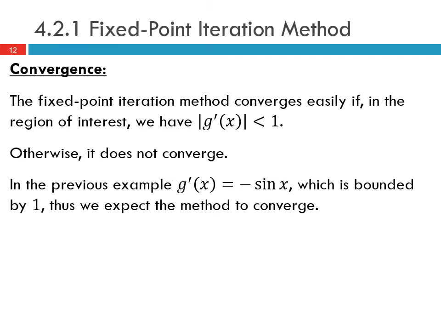So in the previous example, g prime of x is equal to negative sine x, which is bounded by 1. So the absolute value of that is always less than 1, so we expect the method to converge for basically any value of our initial guess.